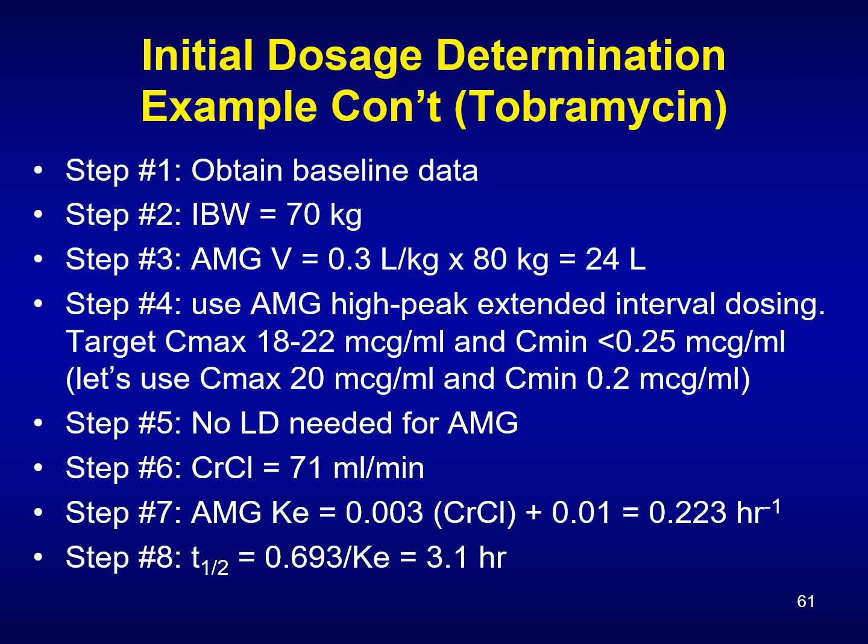Step 5, no loading dose for aminoglycosides. Step 6, estimating creatinine clearance. Step 7, calculating aminoglycoside Ke using the creatinine clearance. And then step 8, estimating a half-life. And although this isn't even going to be used in the subsequent equations, a 3.1 hour half-life tells us the patient will clear the drug within 24 hours.